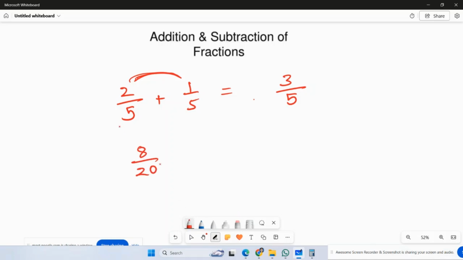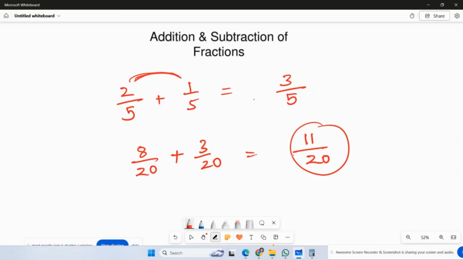8 upon 20 plus 3 upon 20. Here the denominators of the two fractions are again the same, so the denominator will be 20. Now let's add the numerators. 8 plus 3 is 11. So 11 upon 20 is the answer.